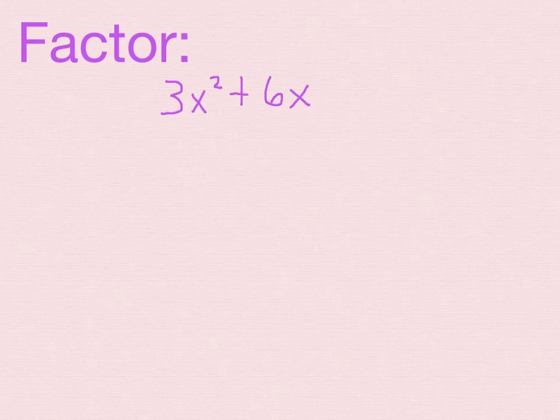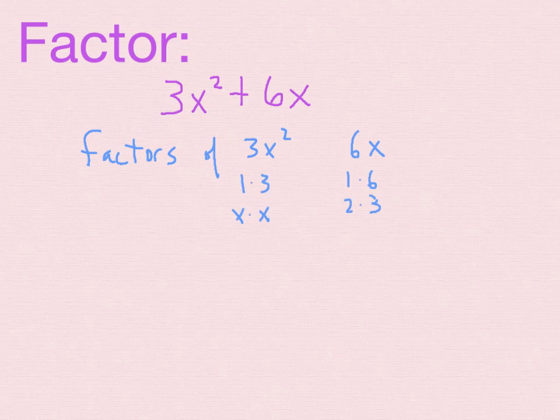Let's try another one. 3 times x squared plus 6 times x. So I need to look for factors of 3x squared and 6x. So 1 times 3 and x times x. 1 times 6, 2 times 3, and just an x. So what I see shared here is a 3 and an x.